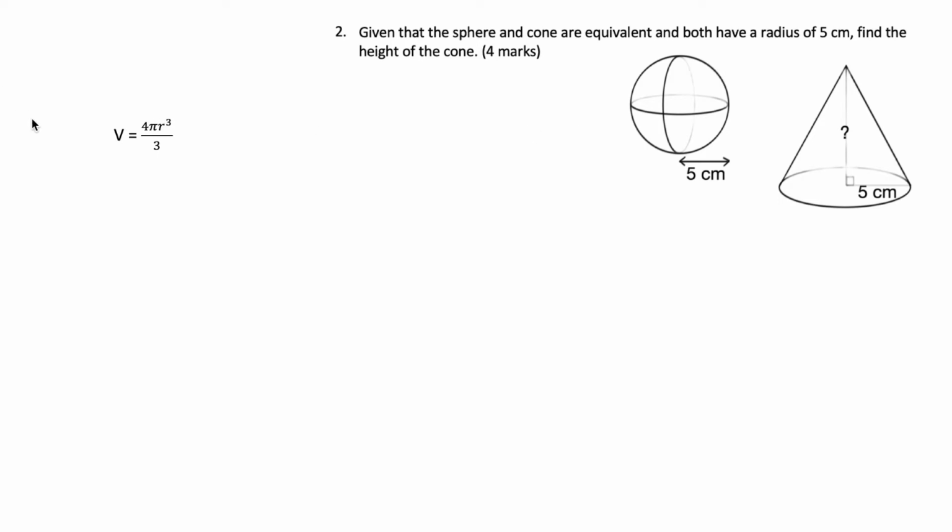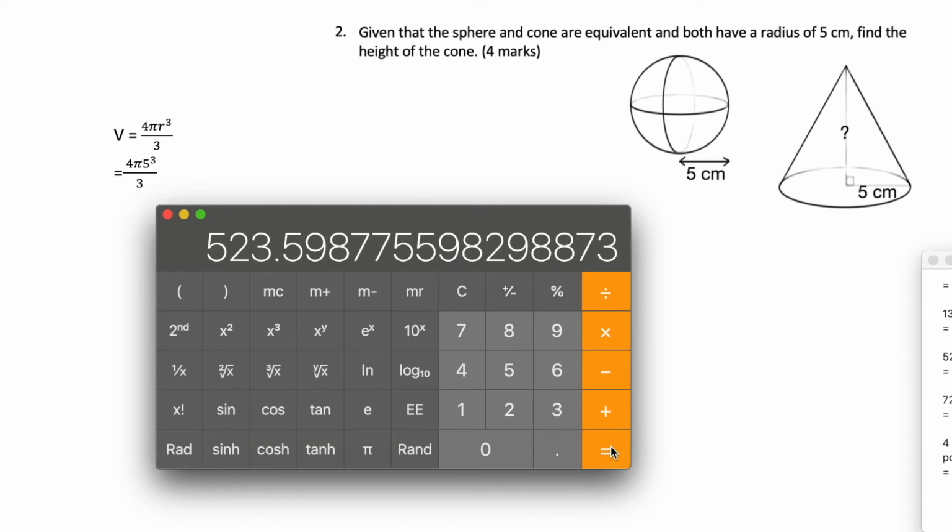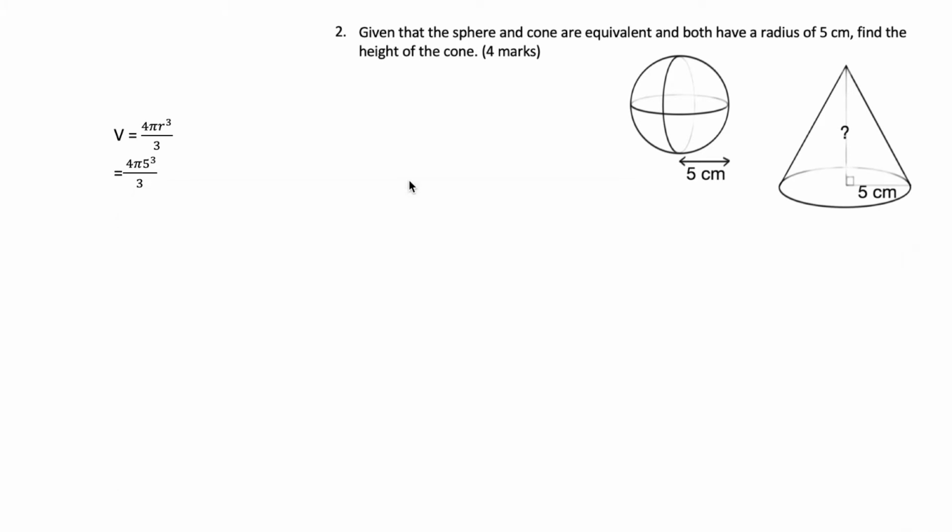The volume of a sphere is 4 pi r cubed divided by 3, and the radius, we're told, is 5. We have 4 times pi times 5 to the power of 3, which is 125, divided by 3, and we can figure that out on the calculator. That is 523.59877755, and it goes on forever. I'm going to keep that number in my calculator. I'm just rounding it to the 4th decimal place. Keep the number in your calculator.